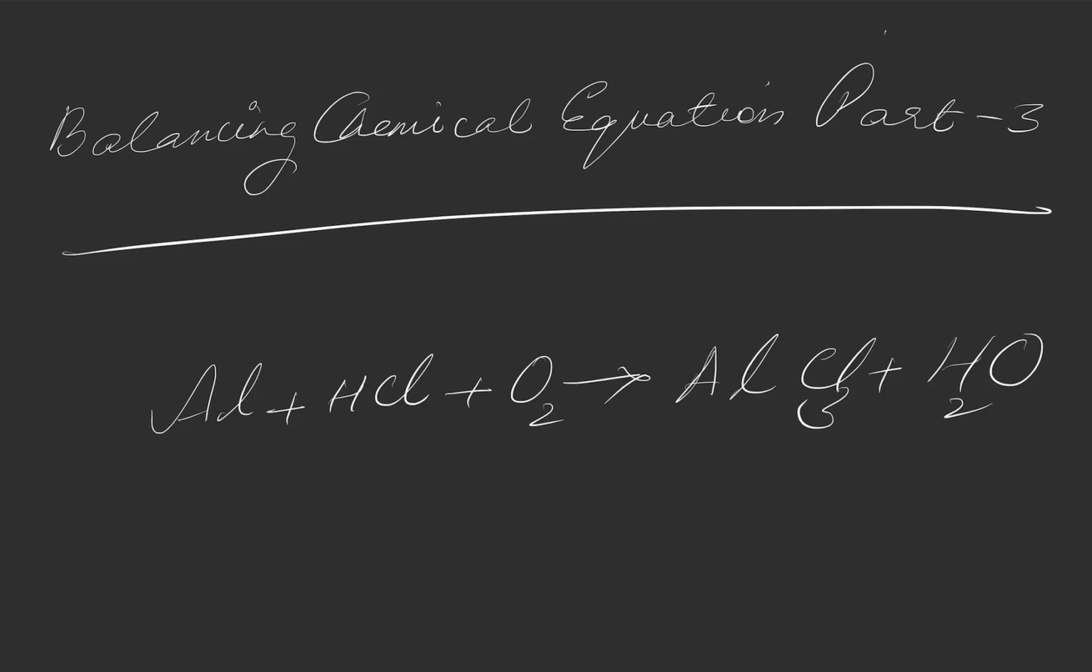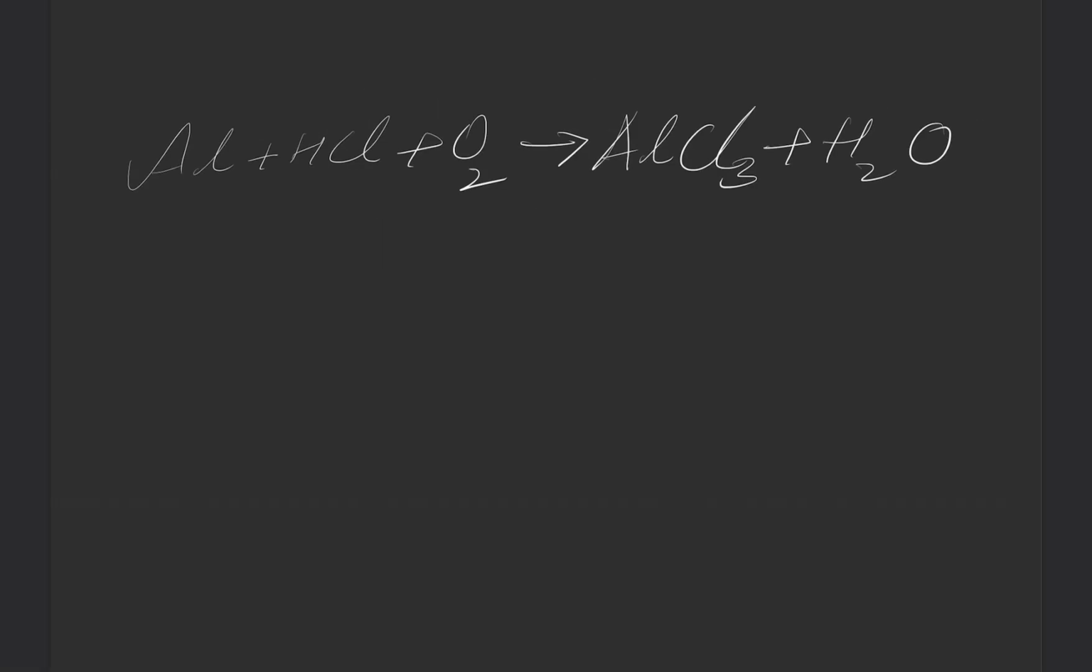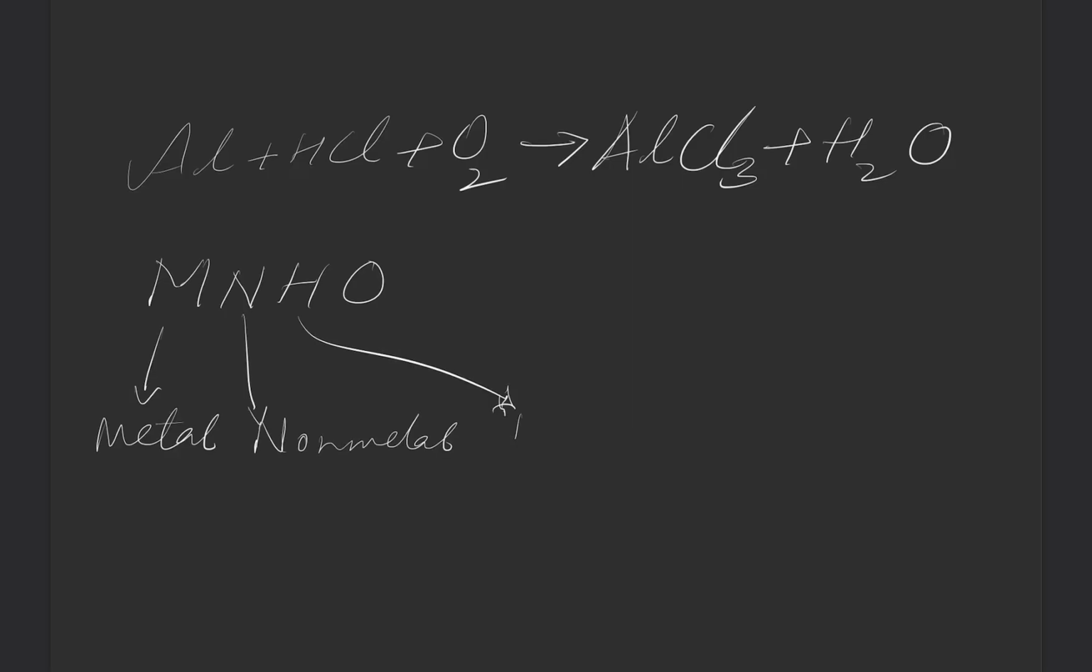Let's balance these equations. We have learned a mnemonic last time. What was that? M N H O. M for metal, N for non-metal, H for hydrogen, O for oxygen. Here we have everything in this equation. What you can see is there is a metal, aluminium, there is a non-metal, hydrogen chloride, there is hydrogen, and there is oxygen. So what we can do is, let's follow this.